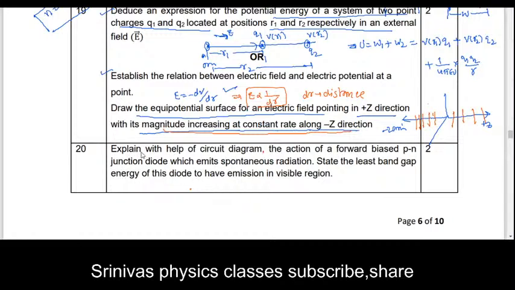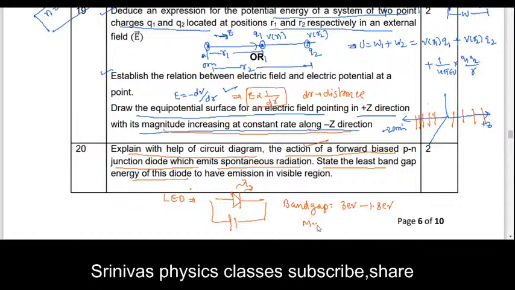Next, explain with the help of a circuit diagram the action of a forward biased junction diode which emits spontaneous radiation. State the least band gap. Which diode emits the light radiation? LED. The LED should be in forward bias. That's all, it will emit the light. And the least energy band gap, how much should it be? It should be 3 electron volt to 1.8 electron volt to emit light, and the minimum is 1.8 electron volt. We discussed this in the last class.